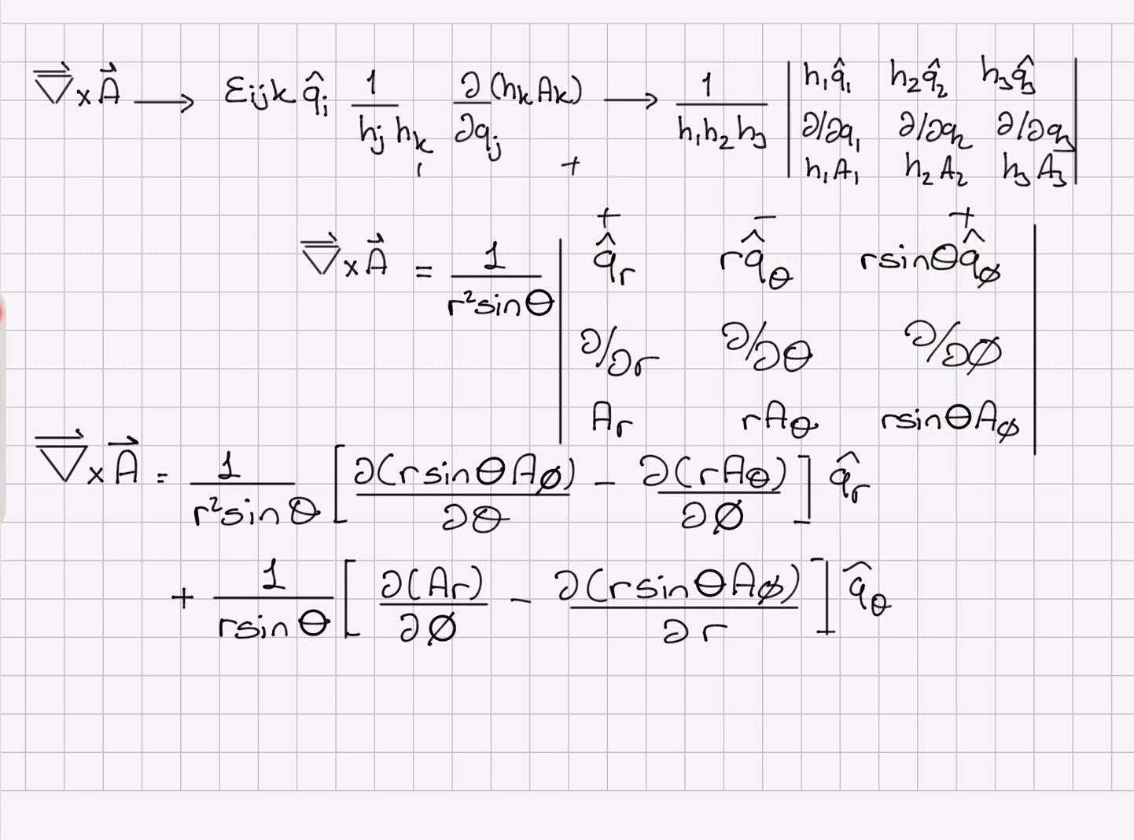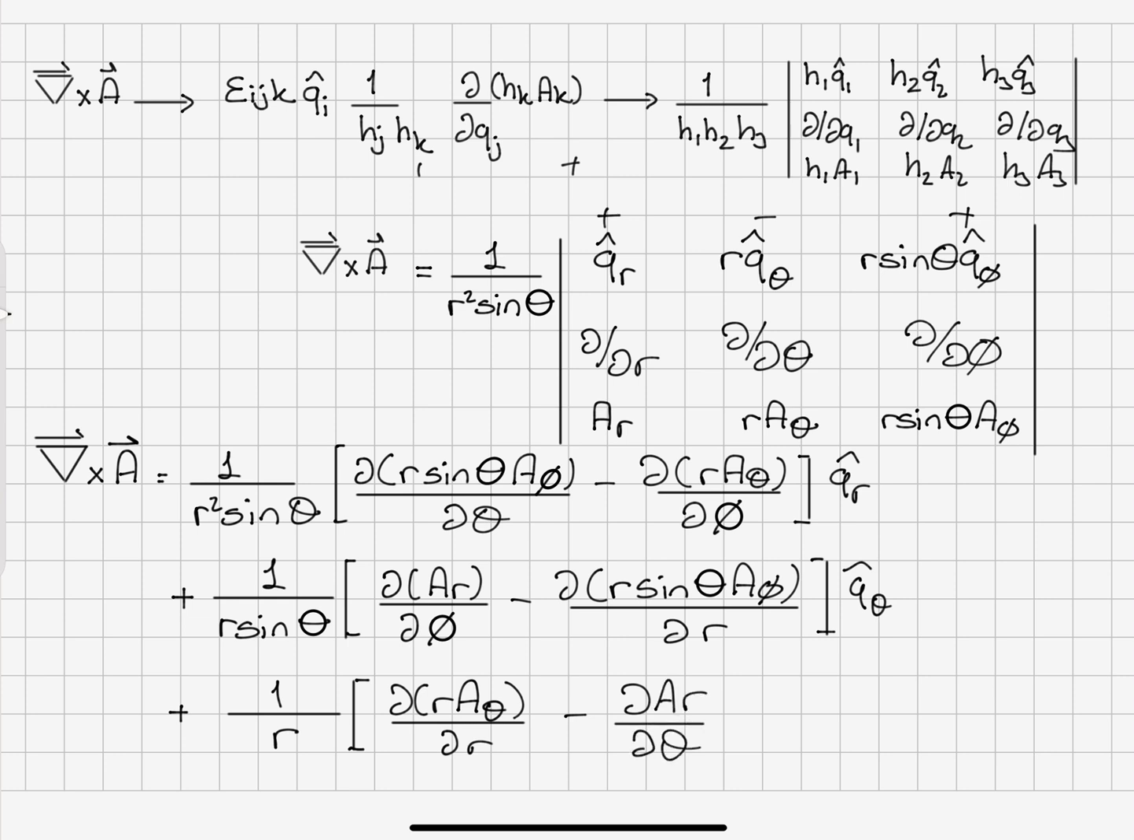And for the last one, I have del_r of r A_theta minus del_theta of A_r. And because of the r sine theta here, I'm going to get 1 over r. So this is plus 1 over r, del_r of r A_theta minus del A_r del theta, in the q_phi hat direction.